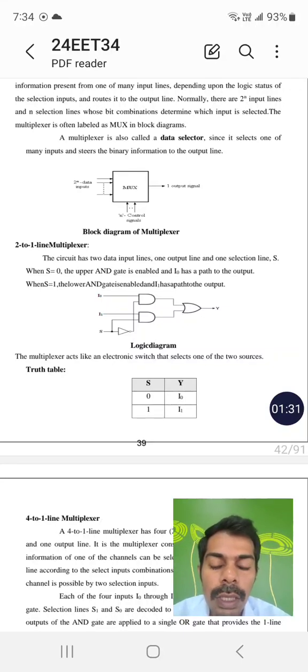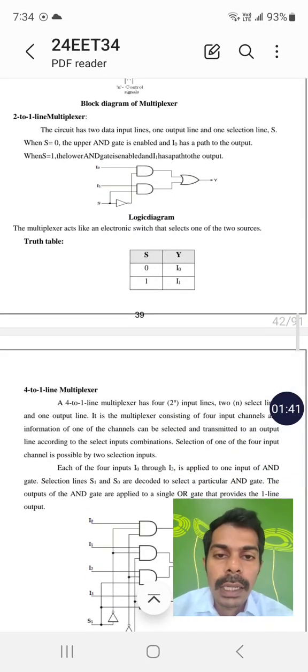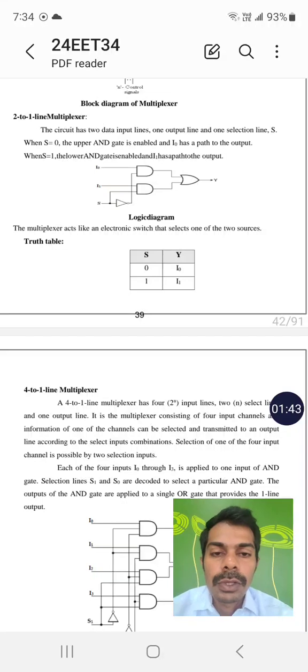We look into the truth table. The selection line is 0 and 1. The output is Y. Output Y is I0 and I1, which means when you are selecting the line 0, the output Y should be I0, whether the I0 may be 0 or 1. Similarly, when we are selecting the line 1, the output Y should be I1. The I1 may be 0 or 1.